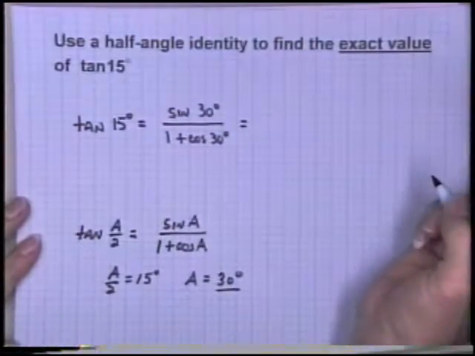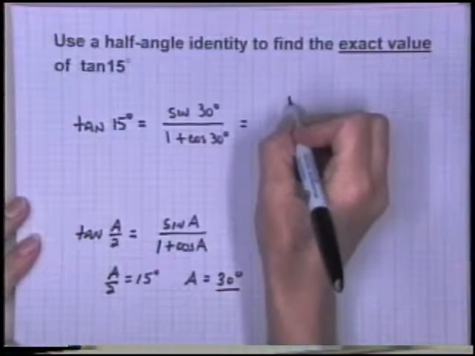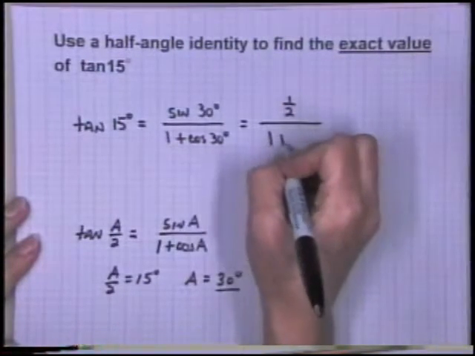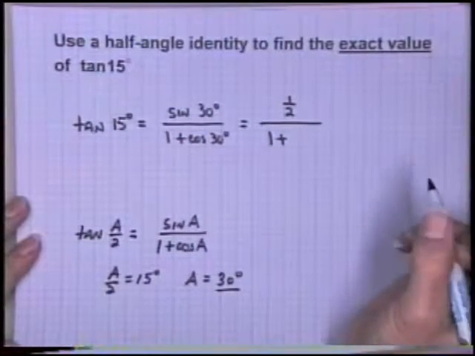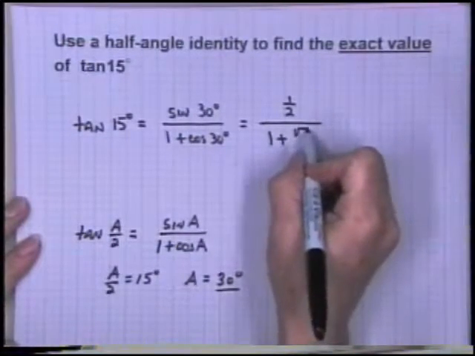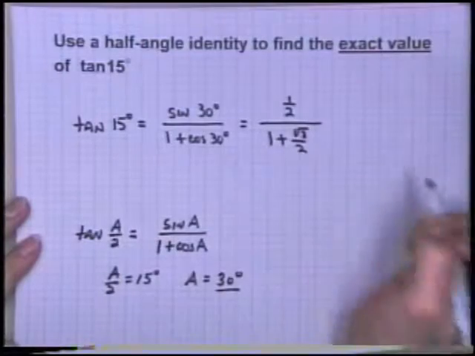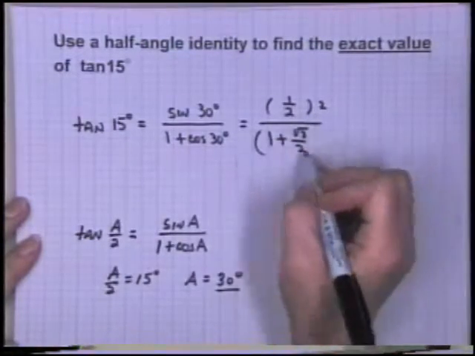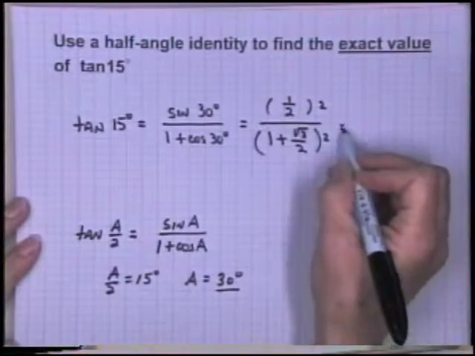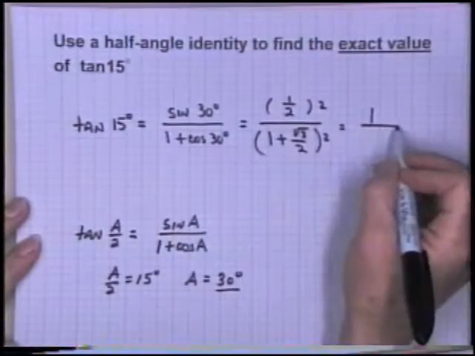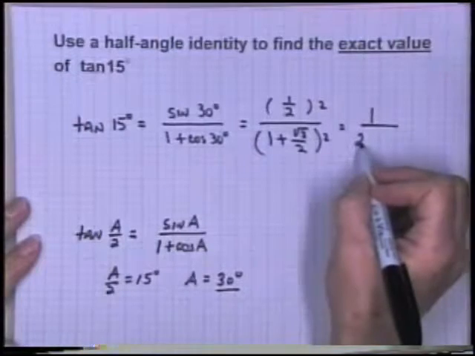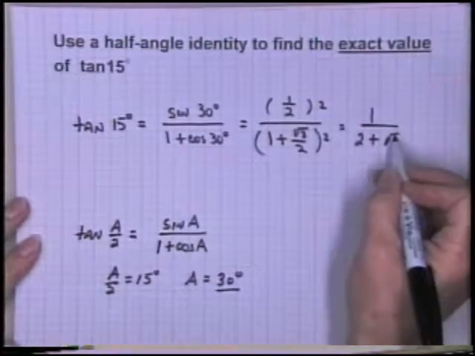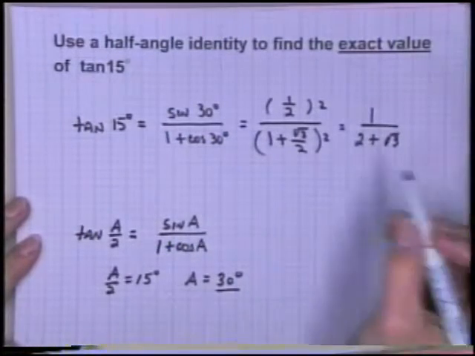Since 30 degrees is one of our special angles, the sine of 30 degrees we know is 1/2 over 1 plus the cosine of 30 degrees, which is square root 3 over 2. Now I'm going to simplify this complex fraction by multiplying the numerator and denominator by 2. 2 times 1/2 is 1. 2 times 1 is 2. Plus 2 times this, the 2's cancel, and we get square root 3.